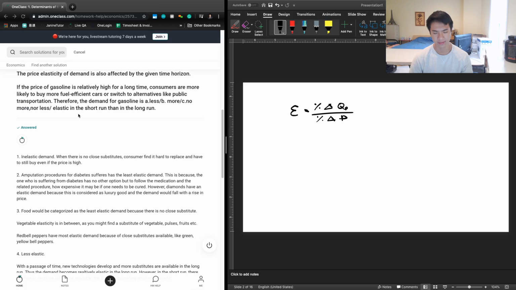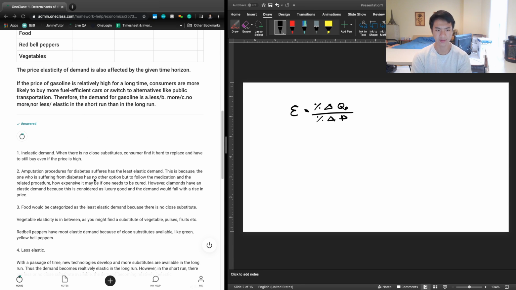So let's take a look at the answer choice that the previous tutor gave. The previous tutor also said amputation procedures for diabetes sufferers has the least elastic demand. This is because someone who's suffering from diabetes has no option but to follow the medication and the related procedure, no matter how expensive it may be, if one needs to be cured. However, diamonds have an elastic demand because they're considered a luxury good, and the demand would fall with a rise in price. Yeah, so I think that's pretty good.